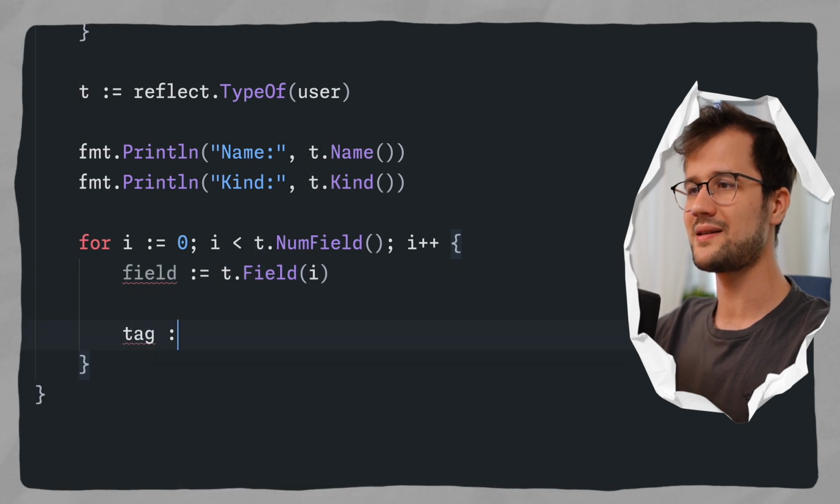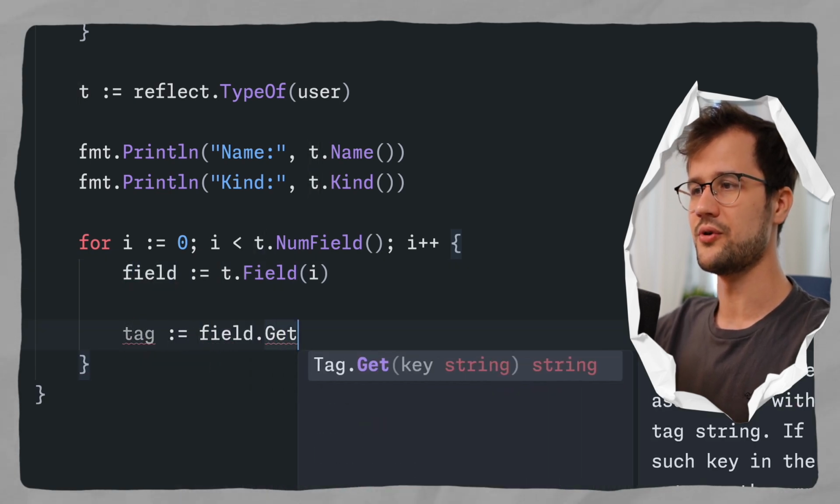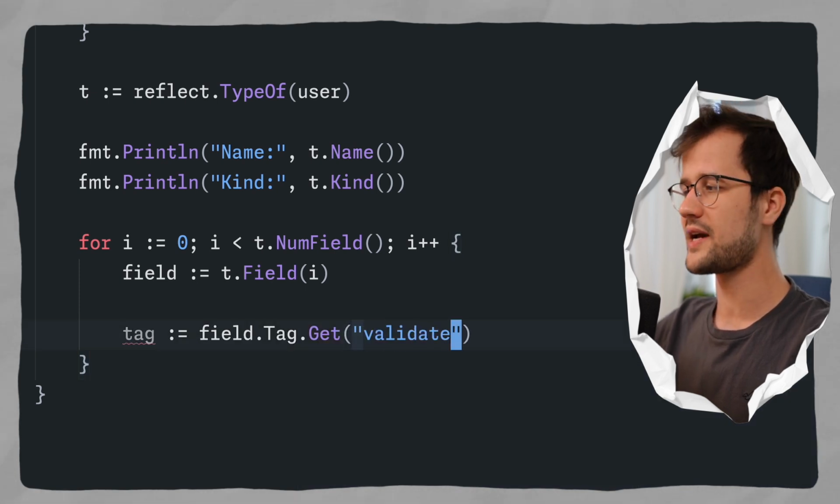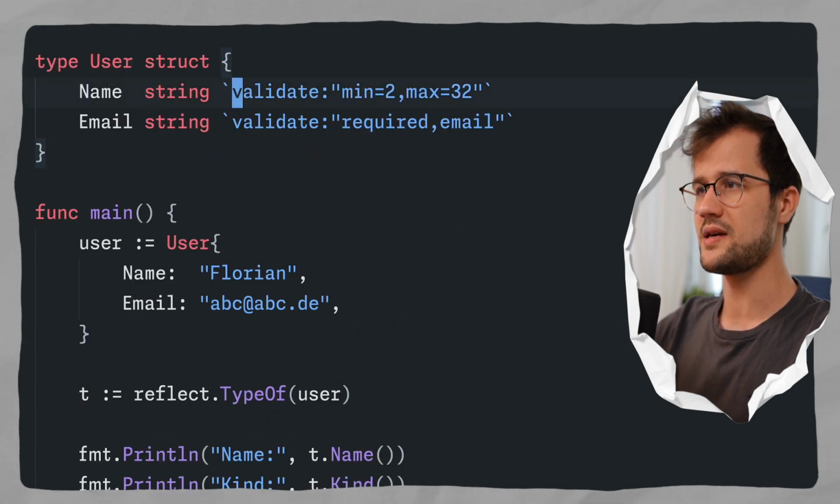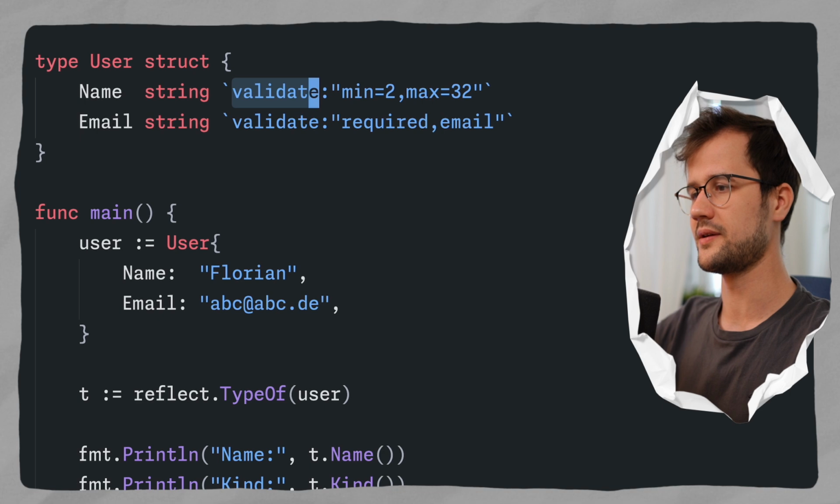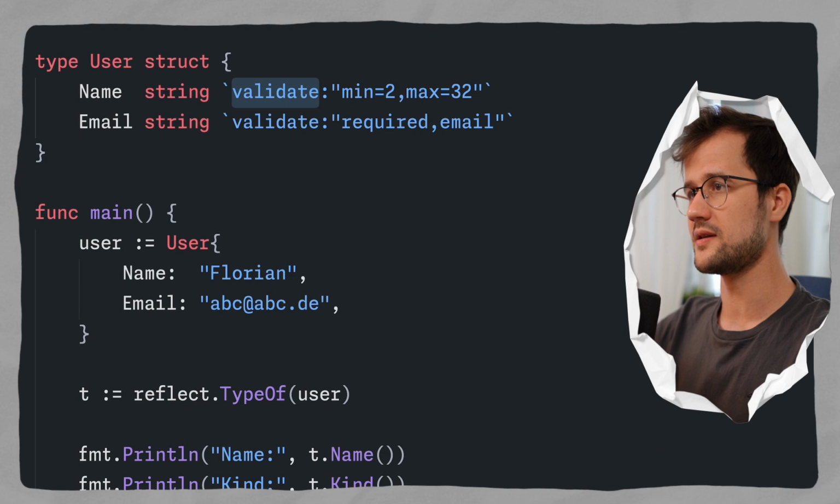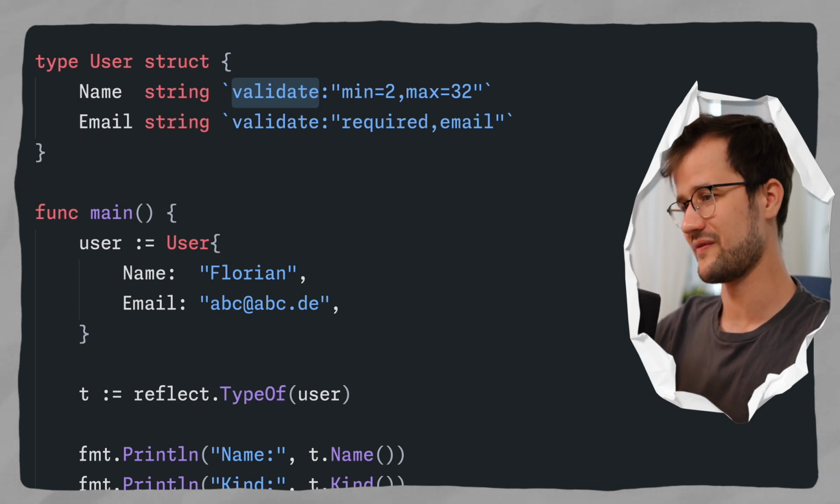And then we can get the tag, like I said before, by saying field.Tag.Get, and then we define the key, which is validate. What this does is access the key of our struct field, which in this case we said is validate. So it tries to get this validate struct tag in our user value.